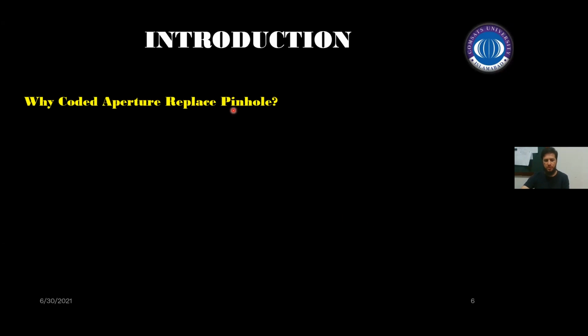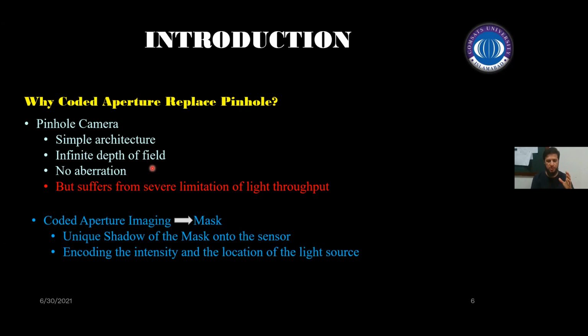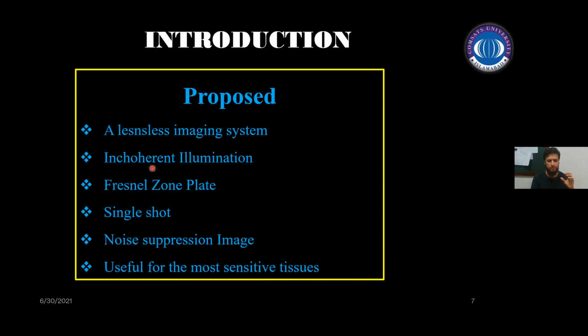So why does the coded aperture replace the pinhole? The pinhole has simple architecture, infinite depth, and no aberration, but the only thing the pinhole suffers from is light throughput, meaning we cannot take the image of the whole object easily. We have to use a large number of pinholes to take the image. That's why we use the coded aperture mask, which casts a unique shadow onto the sensor, encoding the intensity and the location of the light source.